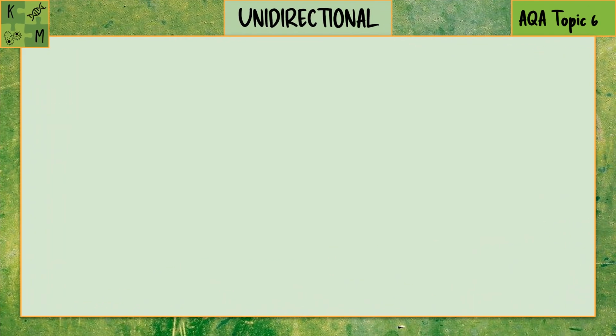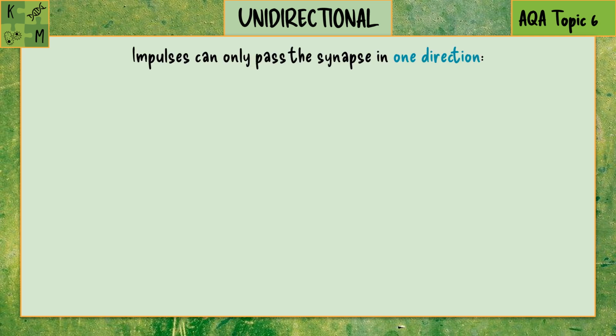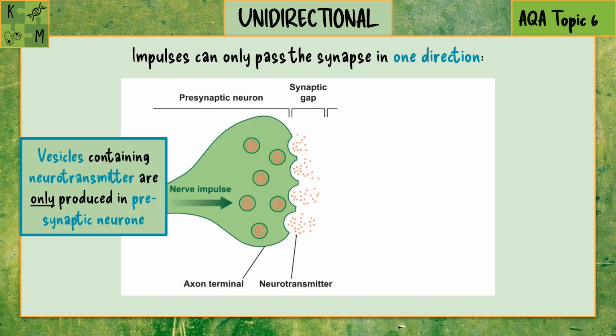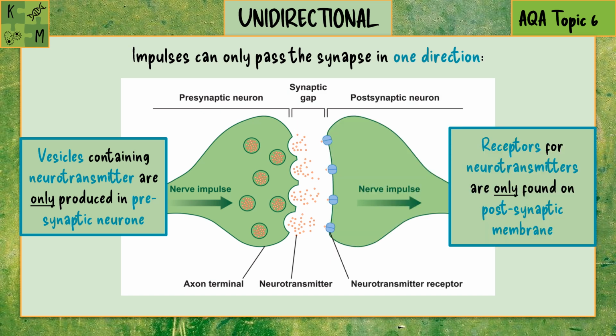Synapses can only transmit information in one direction, and this is for two reasons. Firstly, the vesicles containing the neurotransmitter are only produced in the presynaptic neuron. And secondly, the specific receptors for this neurotransmitter are only found on the postsynaptic membrane.